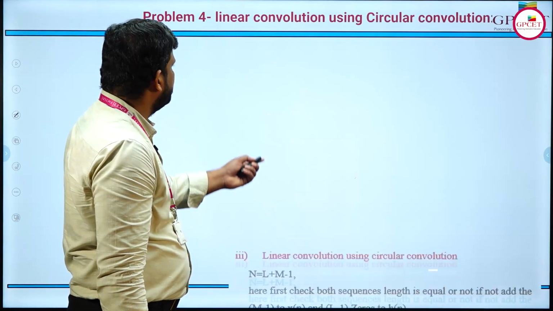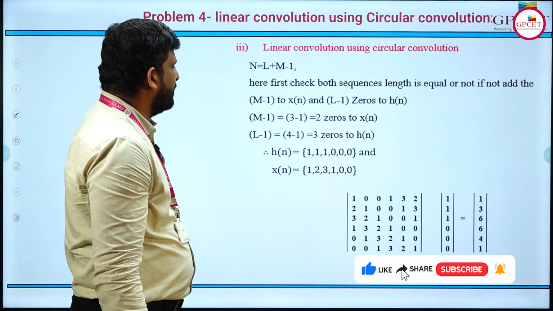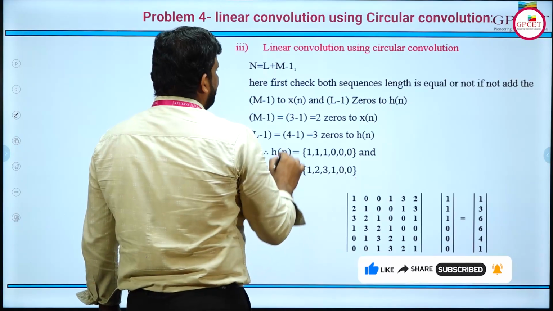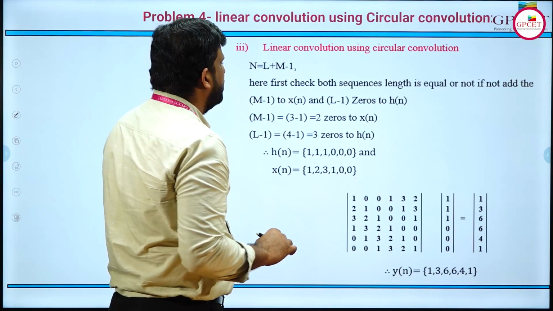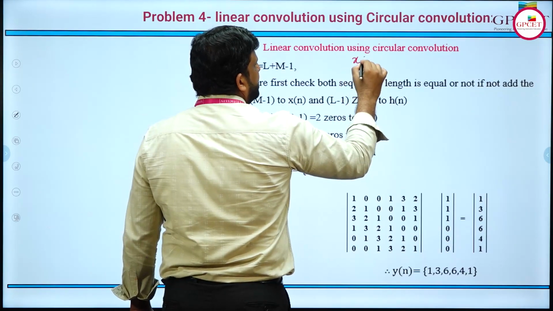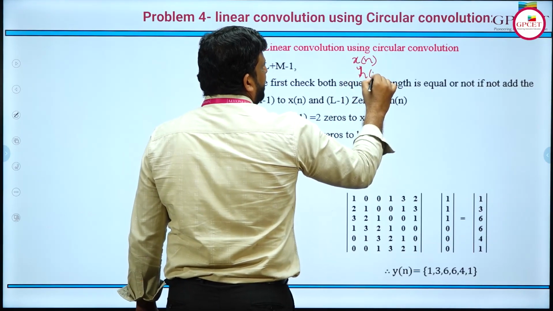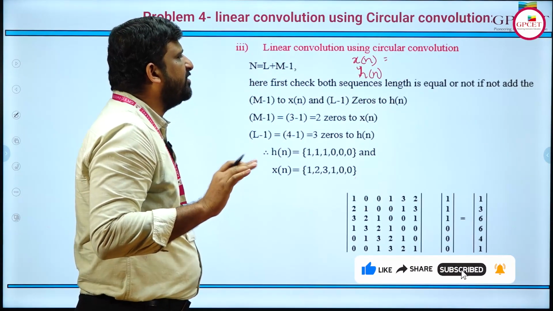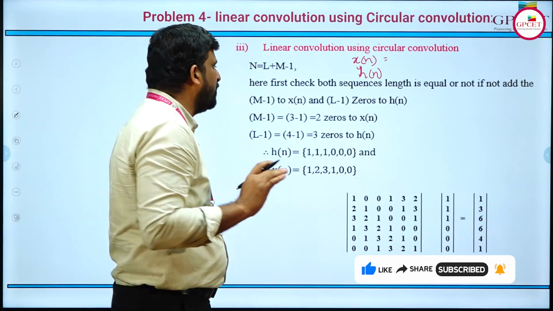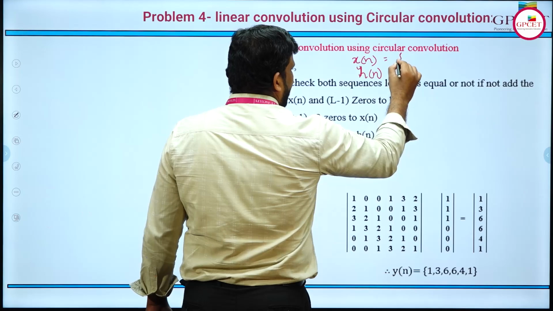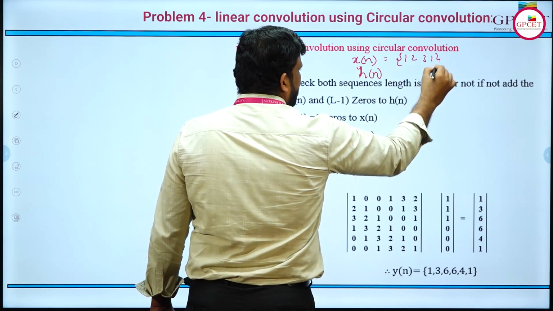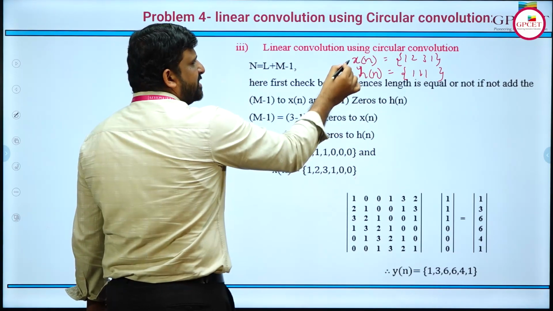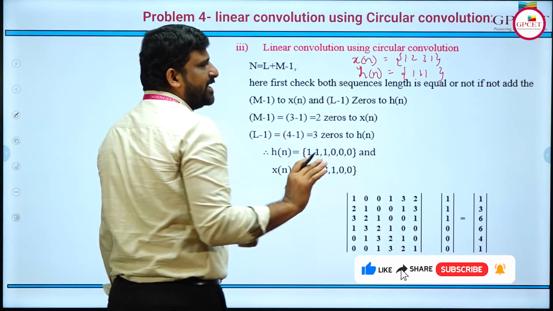Fine. Now finally, linear convolution using circular convolution. Same, I am padding the sequences. So how I need to do that means, first we need to see the sequences which are given, x of n and h of n. First thing we have to do is check the length of both sequences, whether the lengths of both sequences are equal or not. We know that x of n is equal to 1, 2, 3, 1, and h of n is 1, 1, 1. So the first step is to check the length of the two sequences, whether they are equal or not.